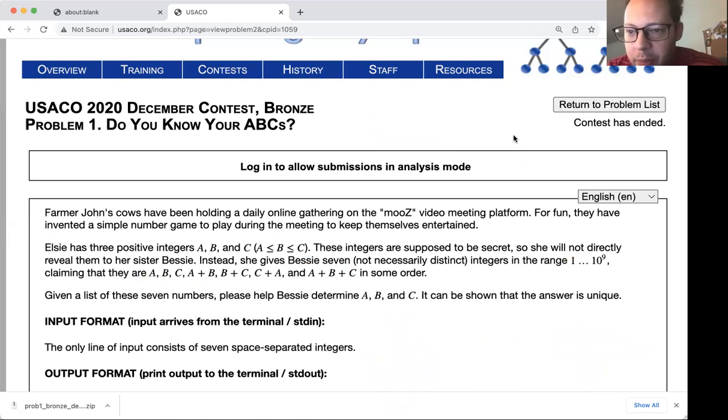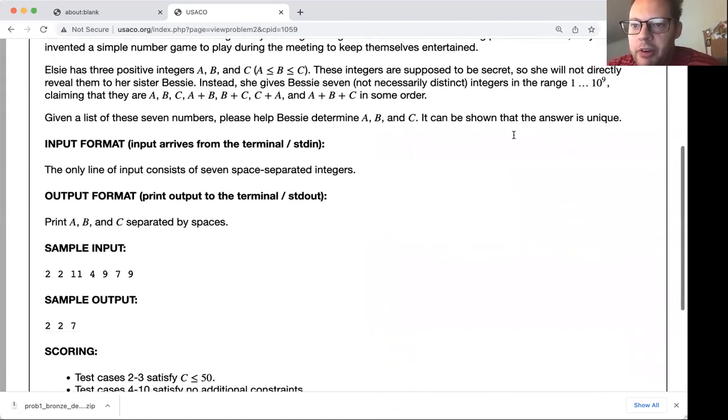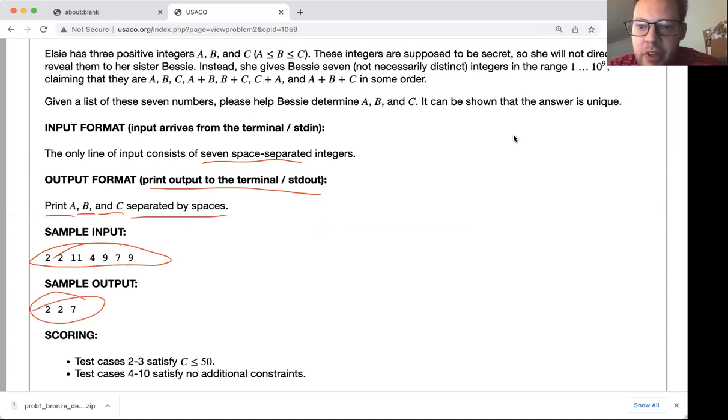Given a list of these 7 numbers, please help Bessie determine A, B, and C. It can be shown that the answer is unique. So input format is going to arrive from the terminal, standard input. The only line of input consists of 7 space-separated integers. Okay, so seven integers right there. The output format, also printed to the terminal, it's just printing to the console, is to print A, B, and C separated by spaces. Okay, so for example, this is A, B, and C.